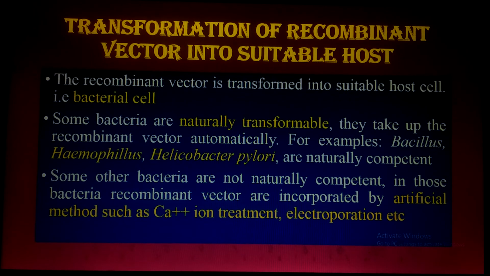Some bacteria are naturally transformable. They take up the recombinant vector automatically, like Bacillus, Haemophilus, Helicobacter pylori. These are naturally competent. They can easily take up the vector inside. But there are some other bacteria which are not naturally competent. In these bacteria, recombinant vectors are incorporated by artificial methods, such as by increasing the concentration of calcium ion and by electroporation, etc. Is it clear?